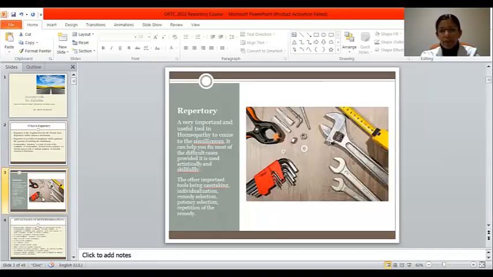So as you can see in the picture, these are all the tools. So what are the tools for coming to a simillimum? Case taking, individualization, remedy selection, the genius of remedy, and the potency selection. And repertory is one of the tools which is very helpful in our practice, and it can help you fix the most difficult cases in an artistic and skillful manner if it is used artistically.